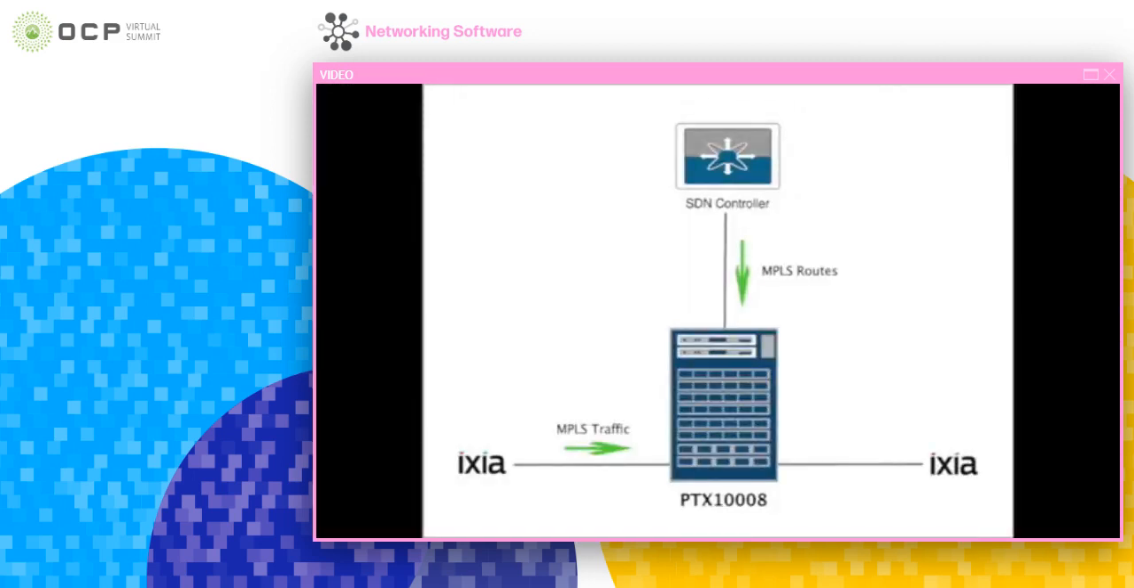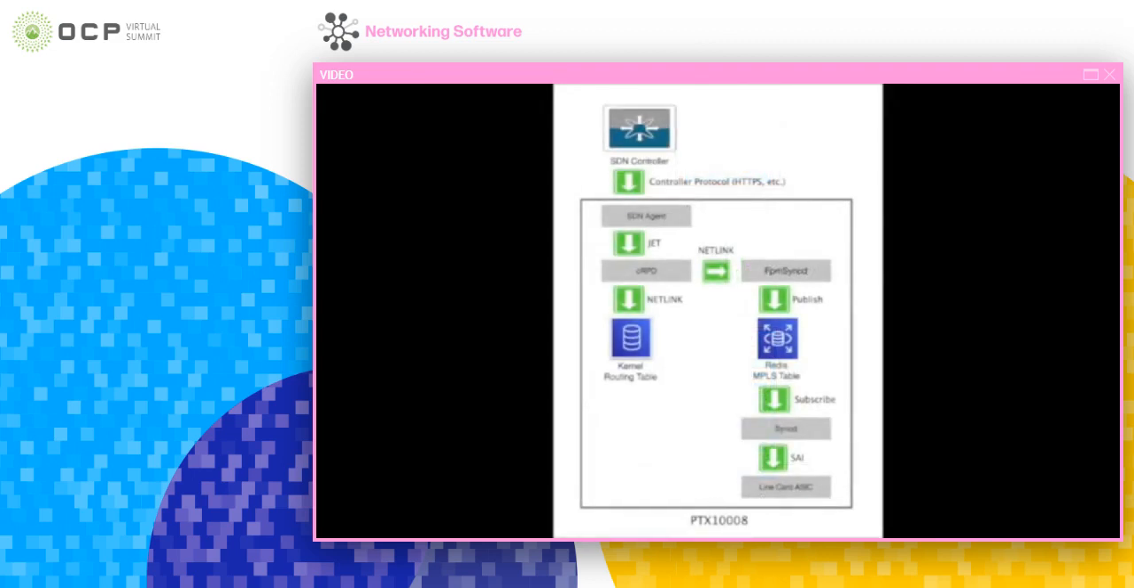This is our test topology. We're using an SDN controller to generate MPLS routes. We also have a couple of IXIA ports to generate MPLS traffic. This is the MPLS programming sequence.